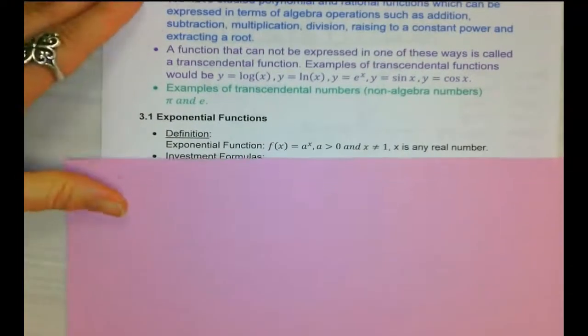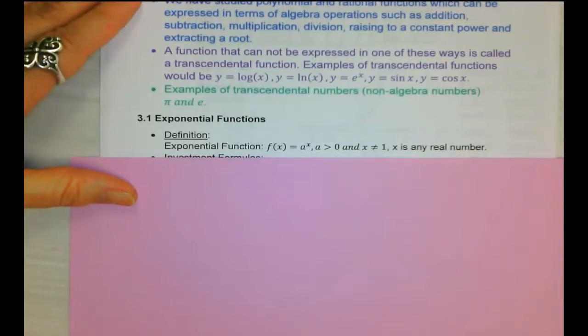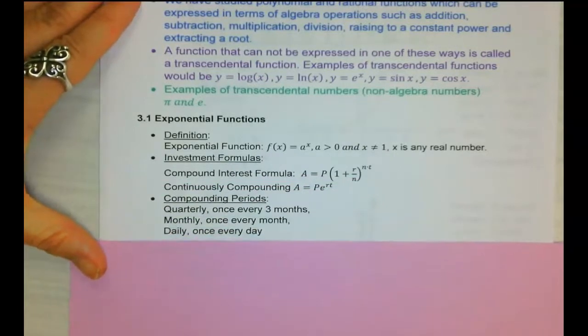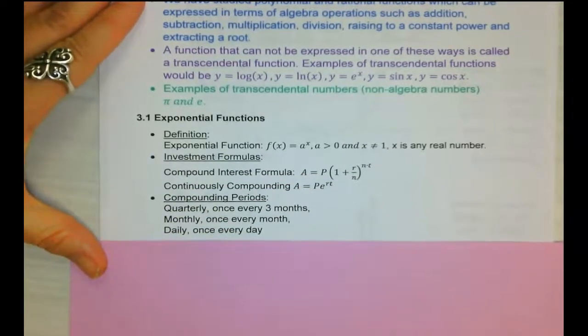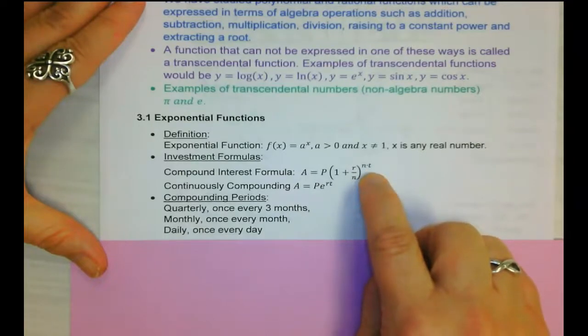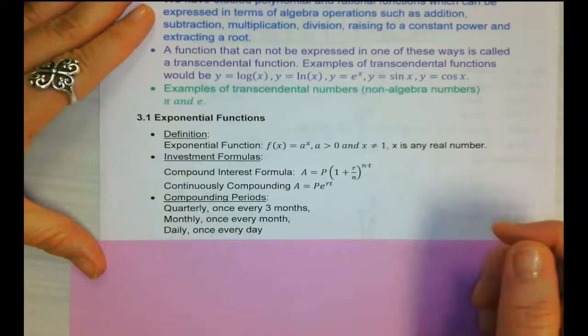So exponential functions, the definition is f of x equals a to the x. a has to be greater than 0 and a can't be 1. We have learned some different formulas. We've talked about investment formulas, compound interest, where we divide the rate by the number of times during the year it's compounded, and we multiply the power by that same compounding period. We've talked about continuous compounding. Sometimes teachers refer to that as the PERT formula.